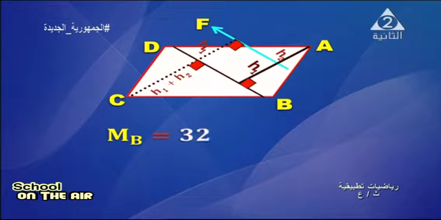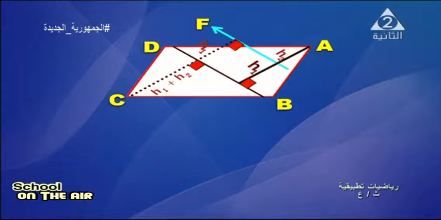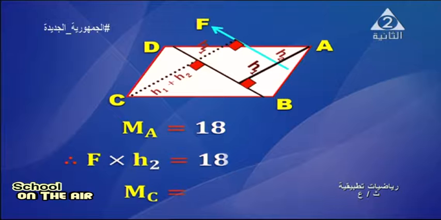Look, the moment given about B equals 32. What is the moment from the figure about B? The force multiplied by the distance H1. Look, F times H1 equals 32. The moment about A from the given equals 18. Then the moment about A equals F times H2 equals 18 from the given.